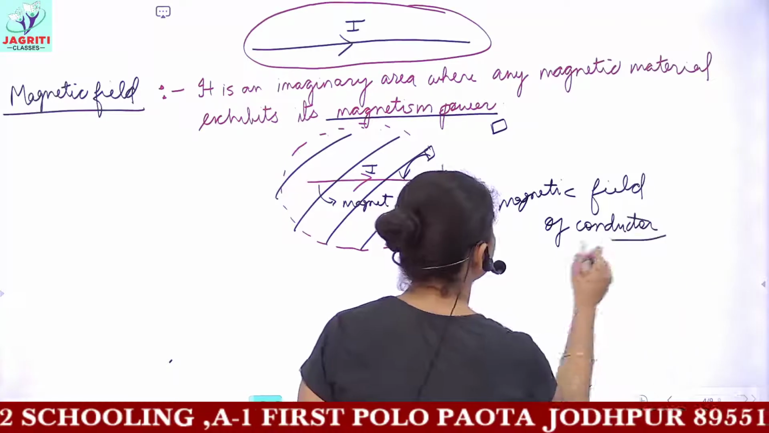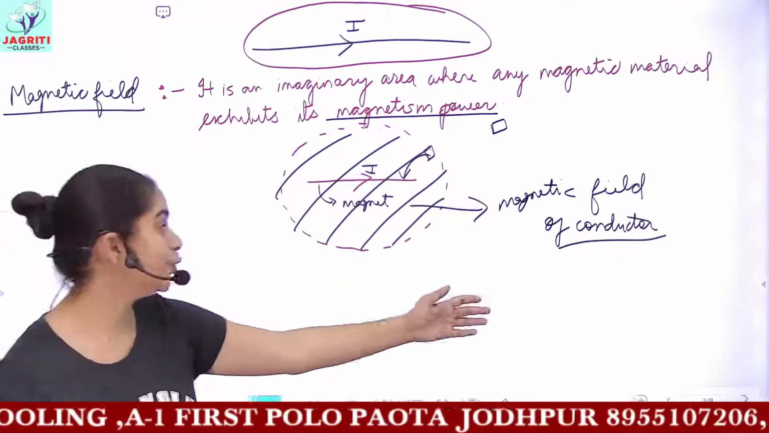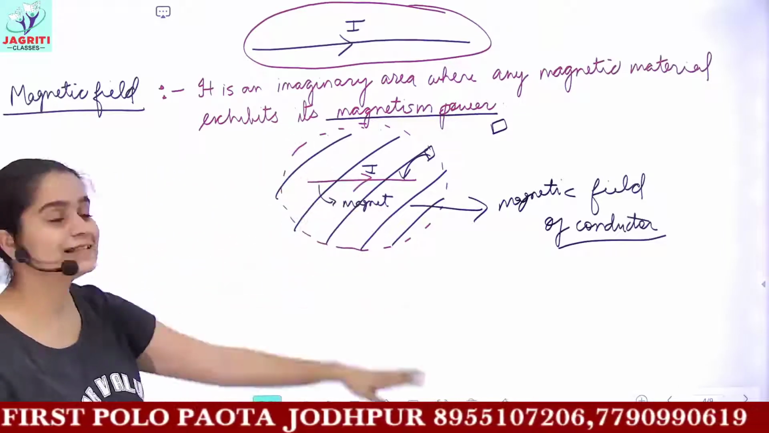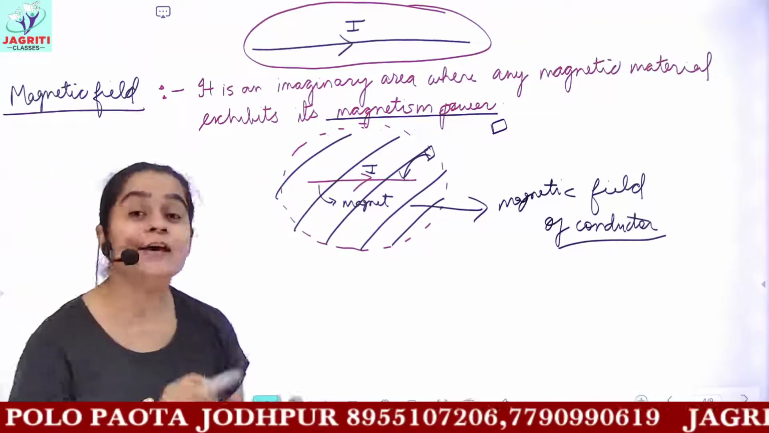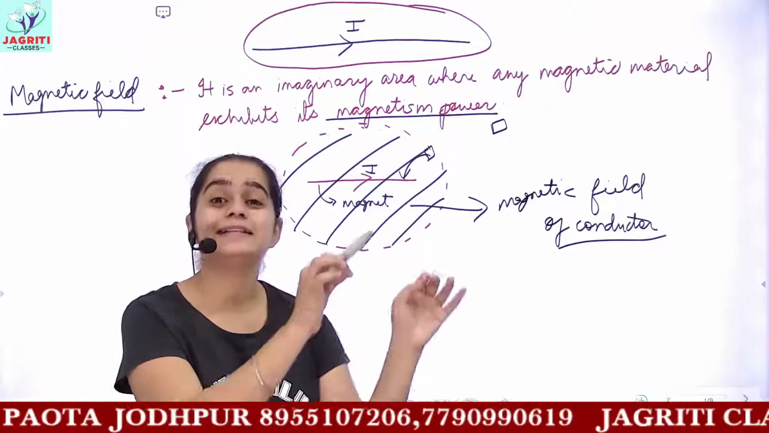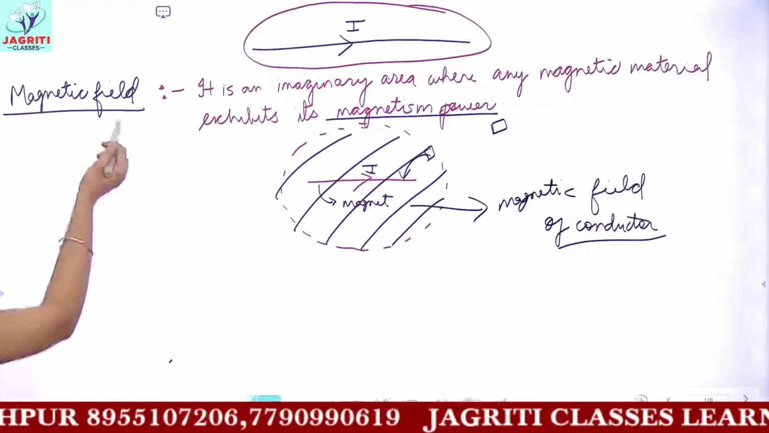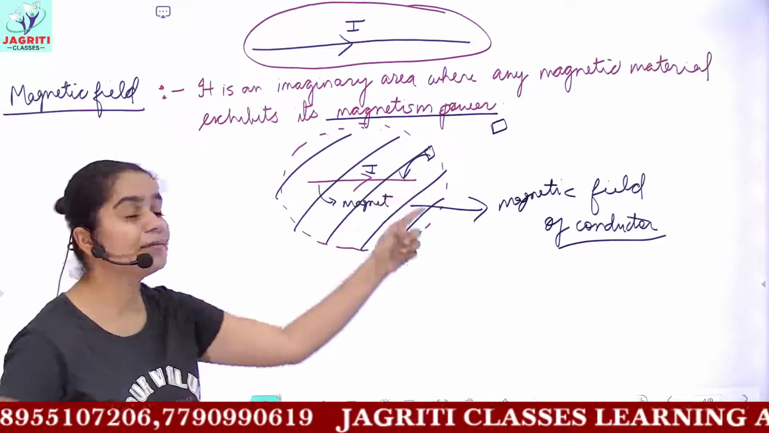Conductor in which the current is flowing, and because the current is flowing, the conductor is behaving as a magnet. So the magnetic field is the imaginary area around a magnet where it shows its magnetism property or magnetizing powers. And this magnetic field is an imaginary area.